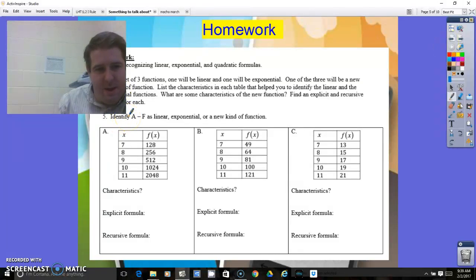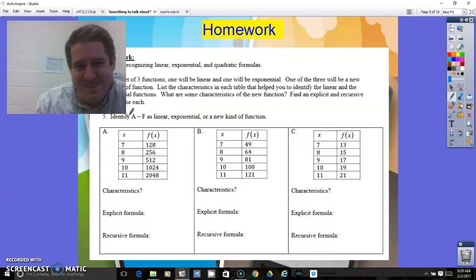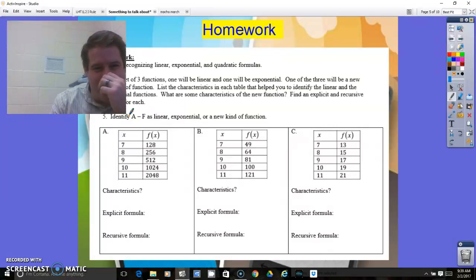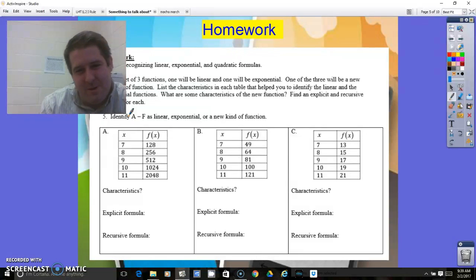So in each set of 3 functions, one will be linear and one will be exponential. One of the 3 will be a new category of function. List the characteristics in each that helped you identify the linear.